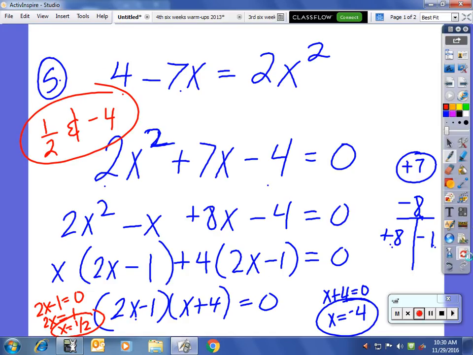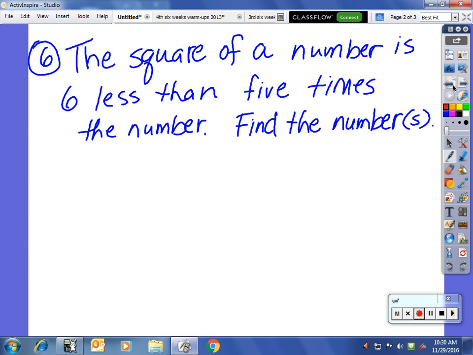All right, one more question. Look at this, please. You will have some word problems. Okay, read this to yourself, please. Let it sink in. The square of a number is 6 less than 5 times the number. Find the number, or in this case, numbers.